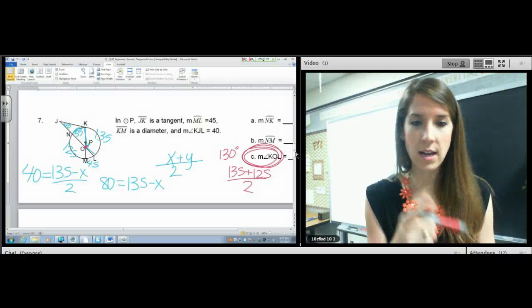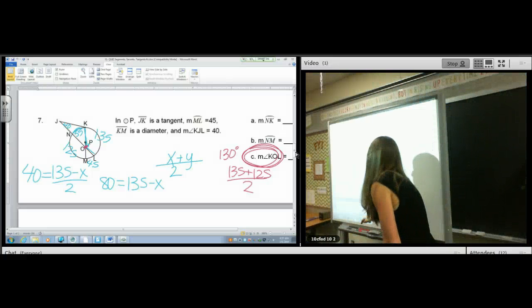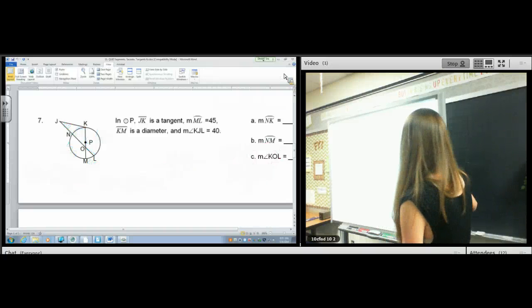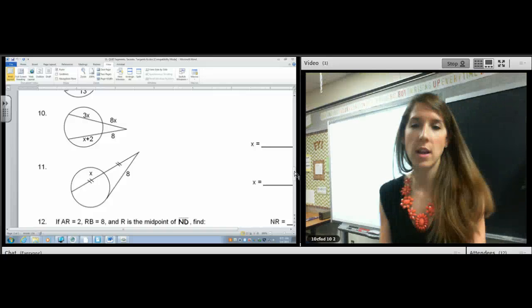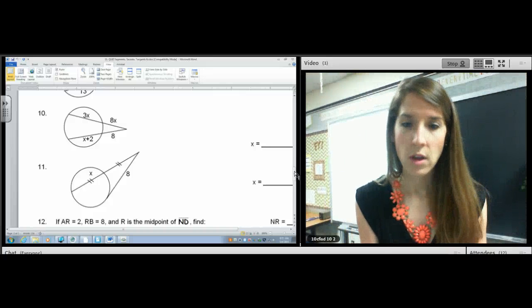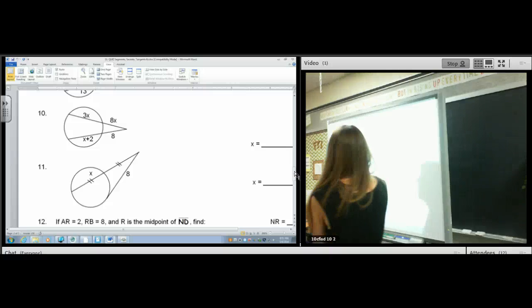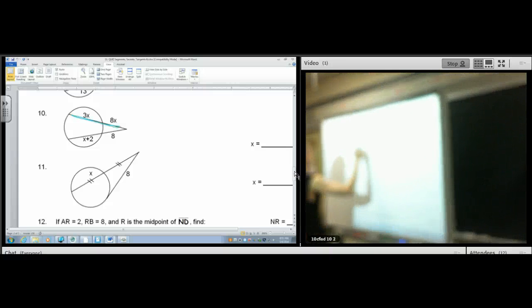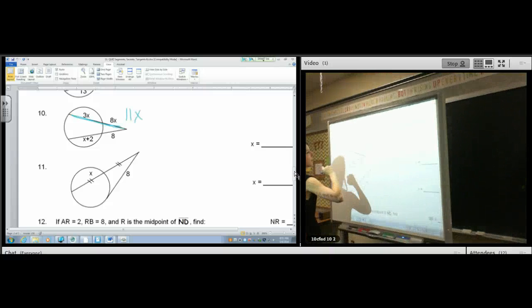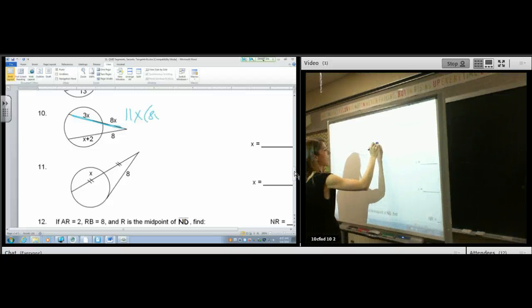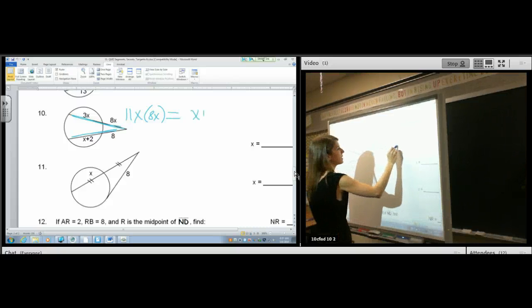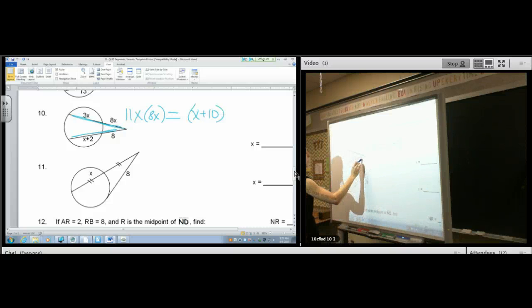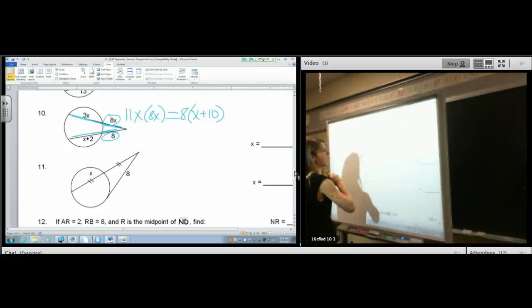All right, I'll do 10 and then I'll go to 12 and 14. So let's look at number 10. This is one where we're going to use whole times external equals whole times external. Looking at this one right here, the whole is 11x, and the external is 8x. Looking at this one here, the whole is x plus 10, and the external is 8.